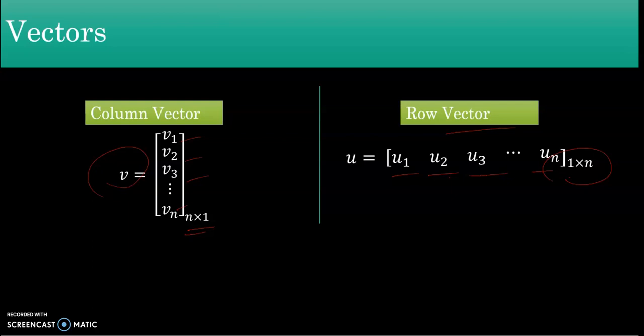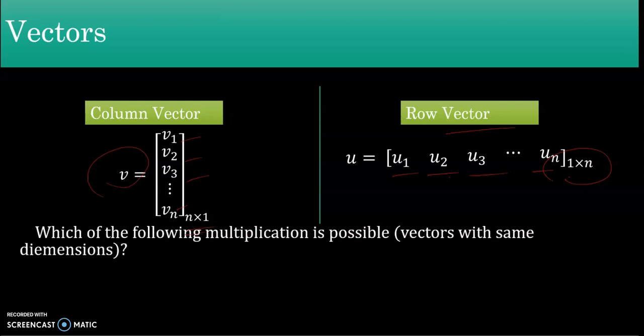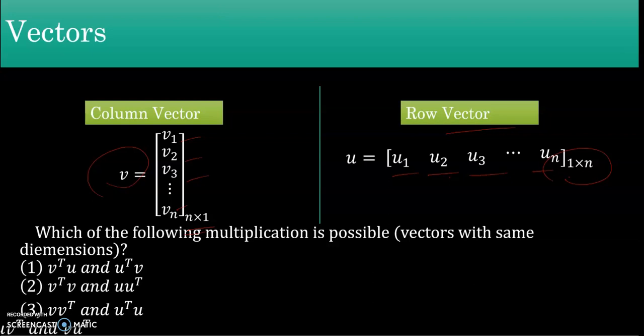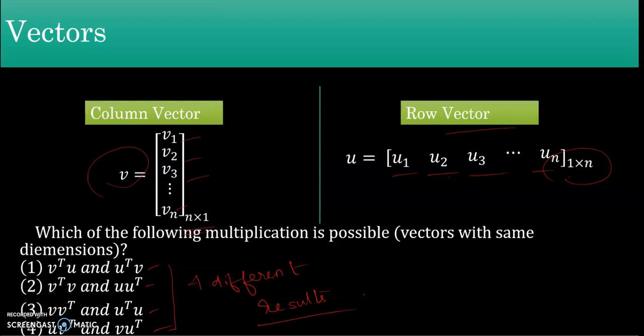Now let us see what this is. Which of the following multiplications is possible with vectors having the same dimensions? Out of these 4 options, you have to choose which case has a possible multiplication. This one, this one, this one, or this one. If you analyze all 4 cases, you will get 4 different results. Okay, let us go one by one.